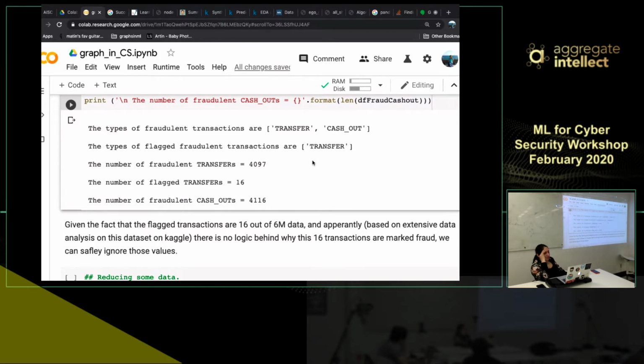The number of fraudulent transfers is 4,097. The number flagged as fraud is 16, and the number of fraudulent cash outs is 4,100-ish. So the flag is practically useless.